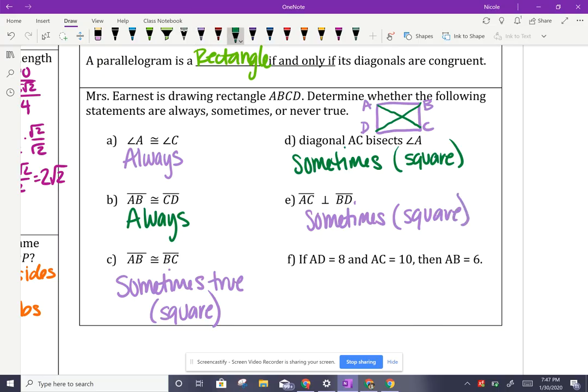And then lastly, if AD was 8 and AC was 10, then AB would be 6. So that sets you up with like a little triangle. So that would be 10, 6, and 8. So we can always check that by doing Pythag. 8 squared plus 6 squared should equal 10 squared. That is always true because that is a Pythagorean triple.